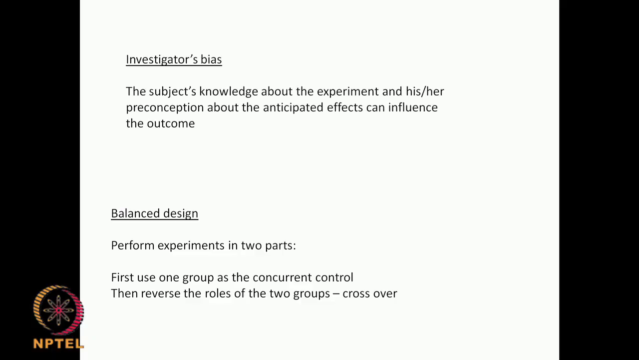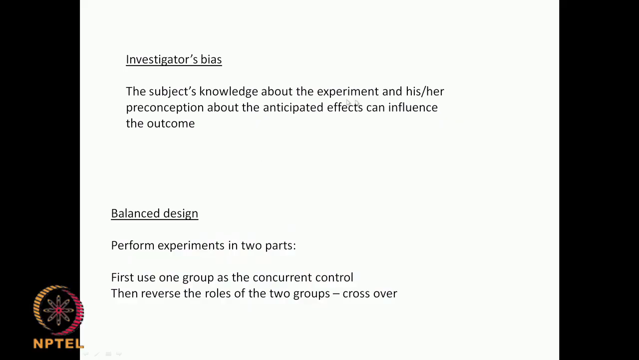Understand? So, you have group A as a control, group B as a test, and then we reverse the roles and make group B the control and A the test. That is called the crossover design. So, that way we will get rid of the investigator's bias. An investigator who is performing experiments will always have a bias. For example, if I am carrying out a biotransformation or a fermentation reaction, I feel that if I add more carbon, the productivity goes up.